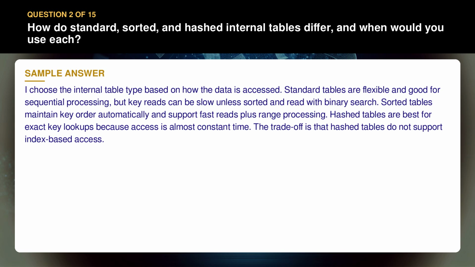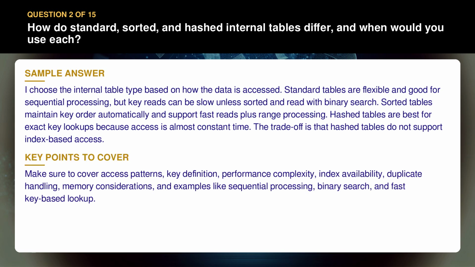Hash tables are best for exact key lookups because access is almost constant time. The trade-off is that hash tables do not support index-based access. Make sure to cover access patterns, key definition, performance complexity, index availability, duplicate handling, memory considerations, and examples like sequential processing, binary search, and fast key-based lookup.